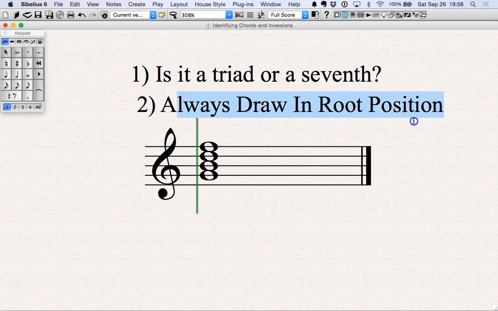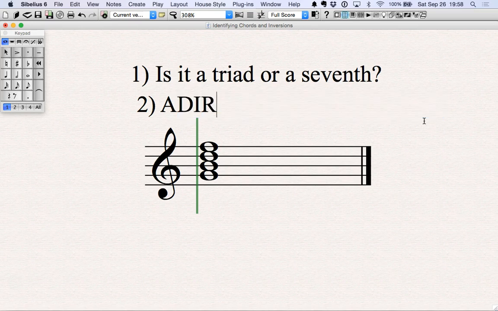And there's a little acronym that I like. You take this and turn it into an acronym, ADIRP, ADIRP, ADIRP. Kind of fun to say. Say it yourself. A-derp. Yeah. Okay. So that's your second step.